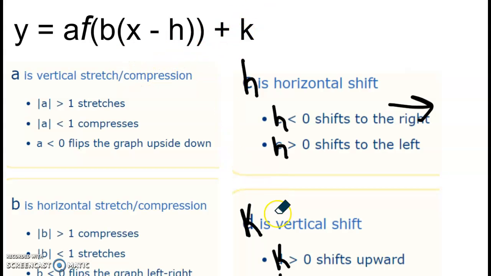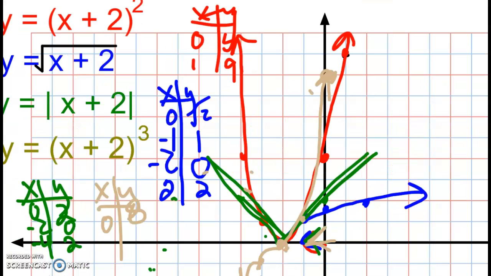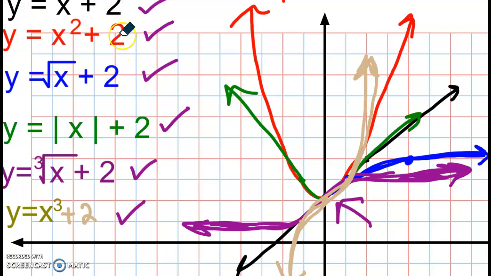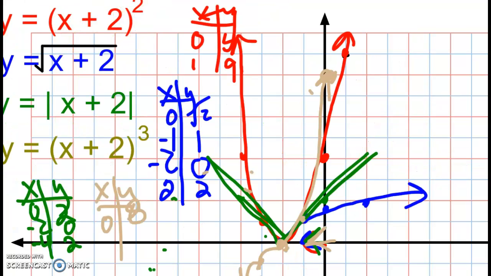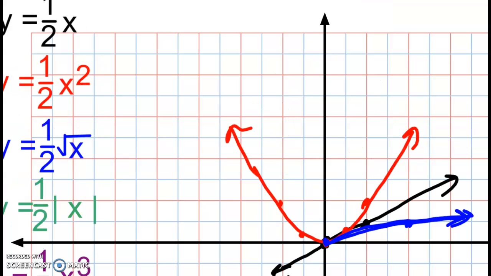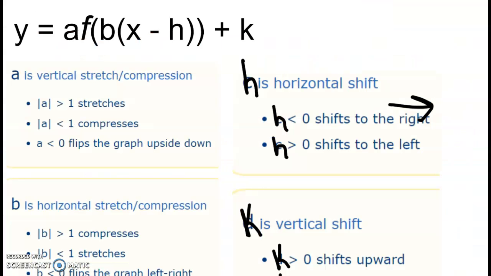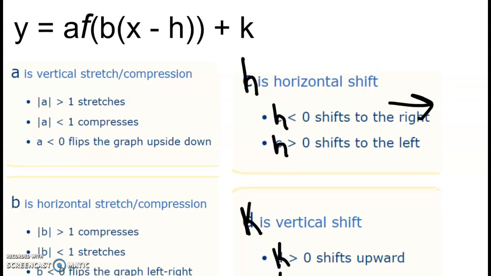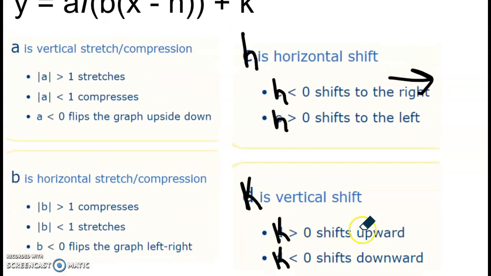The k value is the vertical shift. That moves it straight up. That was the very first thing I showed you right here. That's what I mean by k, added at the end of the function, and that shifted it up. This was added on the inside. This was the h, and here h is -2, so it shifted it to the left. So k is the vertical shift. If k is bigger than 0, it shifts it up, like we saw. If k is less than 0, it shifts it down.